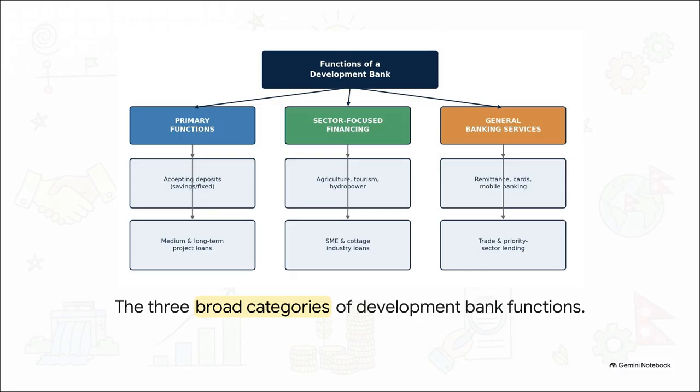This flowchart from our source does a brilliant job of breaking their operations into 3 distinct buckets. On the left, we've got primary functions. In the middle, sector-focused financing. And on the right, general banking services. It's a perfectly organized structure balancing everyday banking with that long-term economic mission.